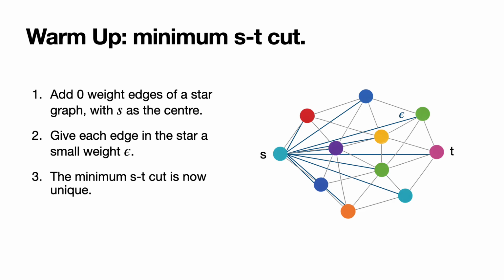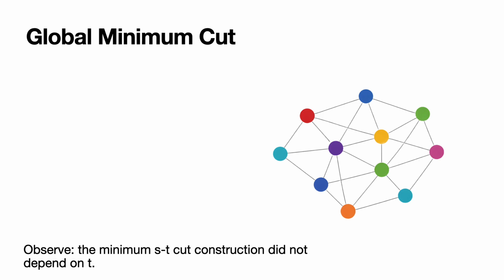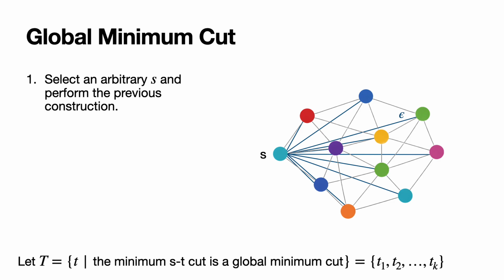Okay, now let's talk about global minimum cut. So first, observe that the minimum ST cut construction did not depend on T, right? It only depended on S. So we select an arbitrary S and perform the previous construction. Now, let T be the set of all vertices T such that the minimum ST cut is also a global minimum cut, right? So what we essentially do is take all of the minimum cuts and add all the vertices that appear on the opposite side of S.